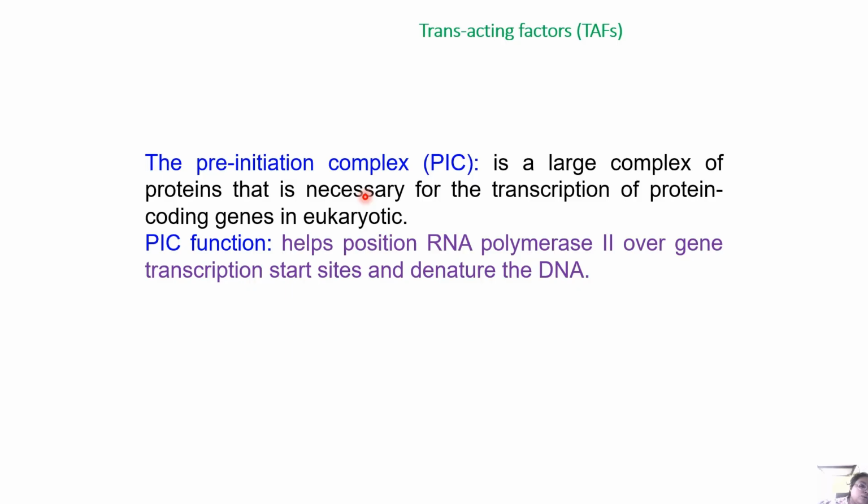The pre-initiation complex is a large complex of proteins that is necessary for the transcription of protein coding genes in eukaryotes. They position RNA polymerase 2 over gene transcription start sites and denature the DNA.